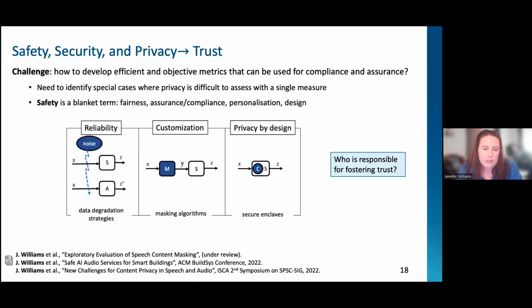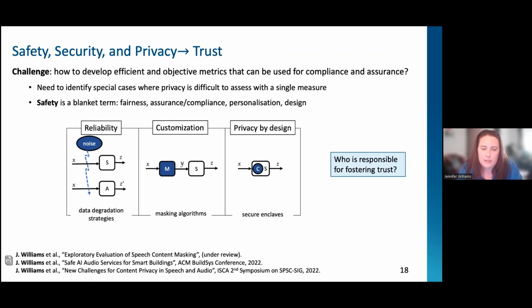So if we take the first one, reliability, we can do things like data degradation, where we have, for example, a noise that we can add to the speech signal, where it would perform very well in some target task, and perform very poorly in some adversarial task. And this is what a lot of people are doing with privacy right now. Not necessarily adding a noise, but they're degrading the data in such a way that they can adversarially detect if information is present or absent.